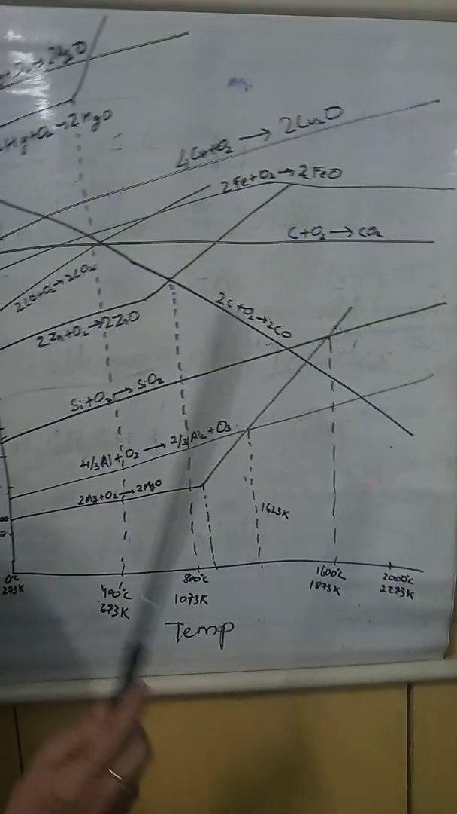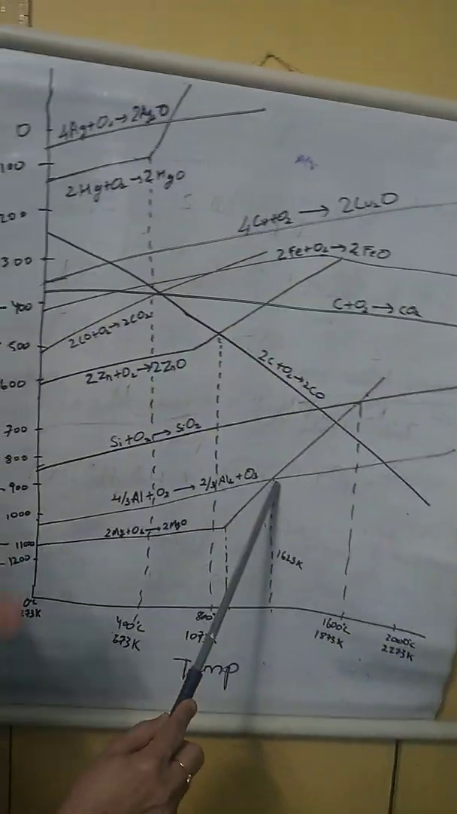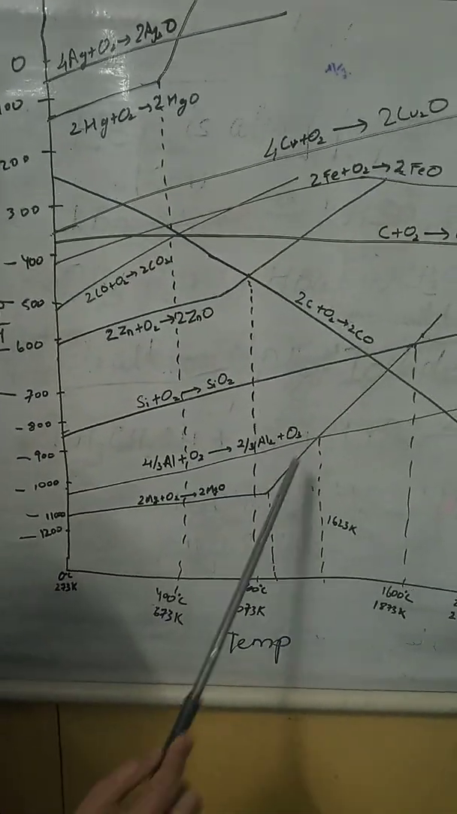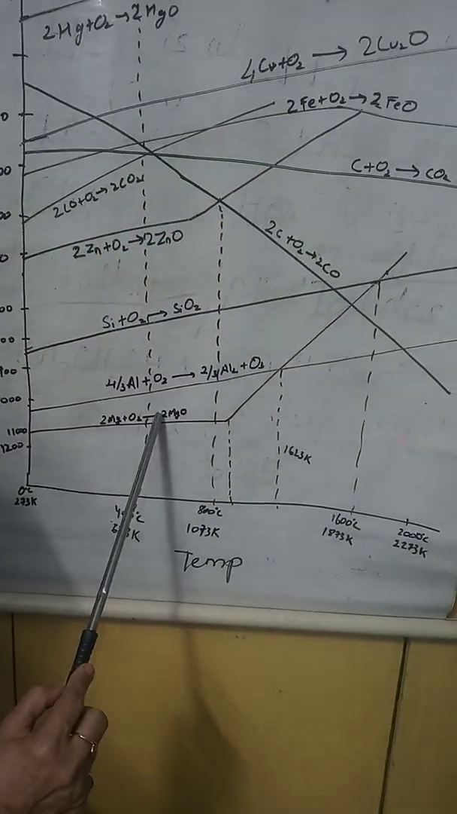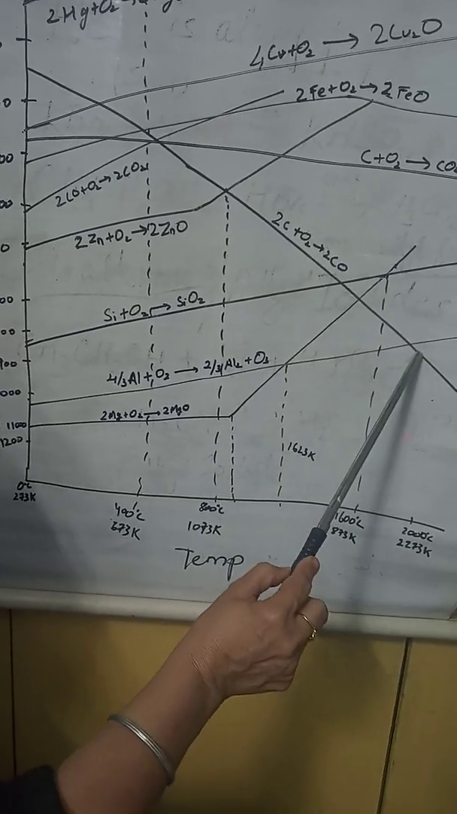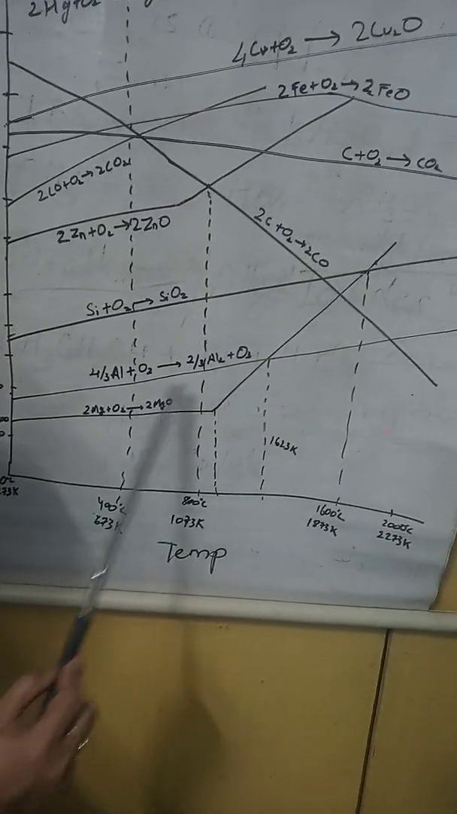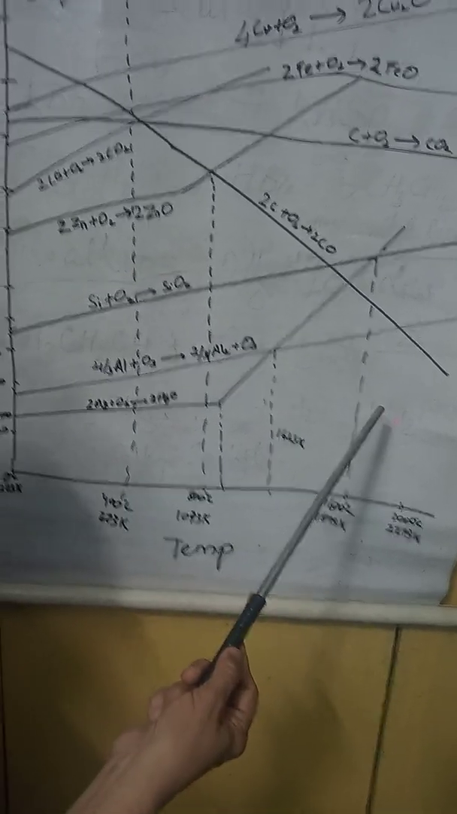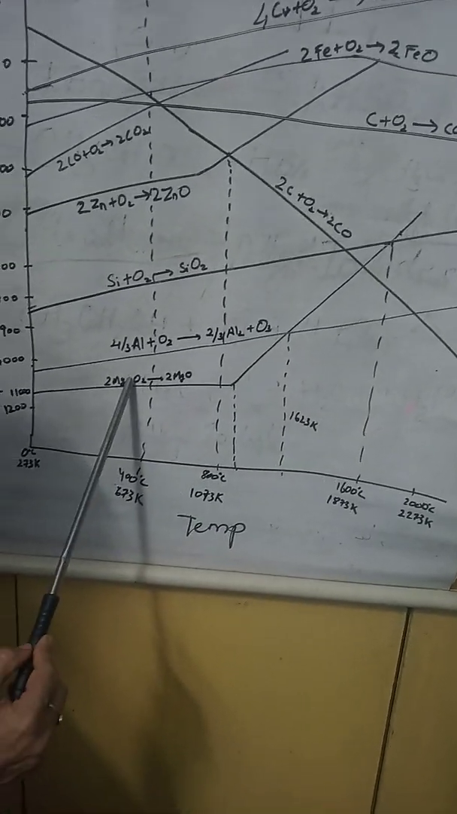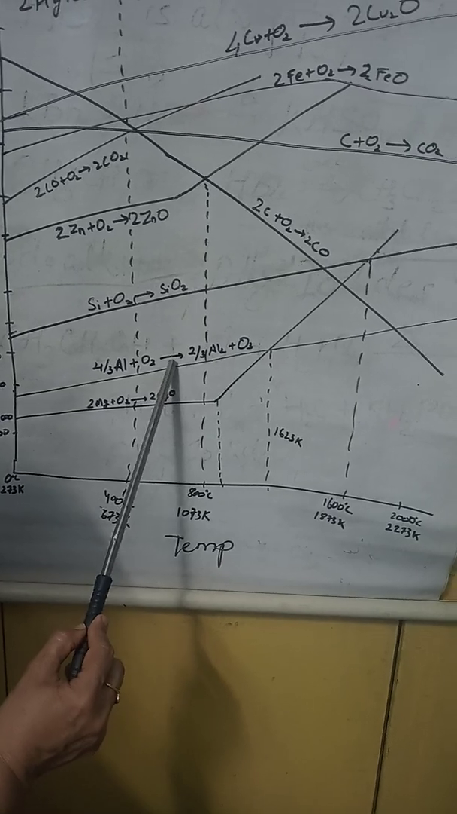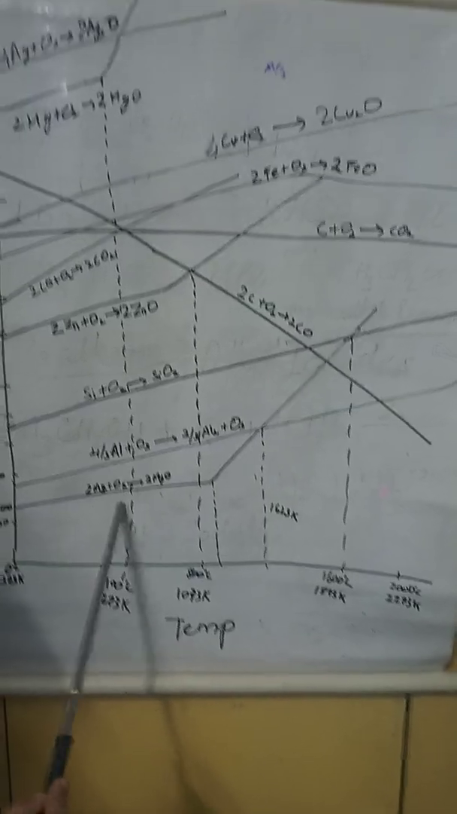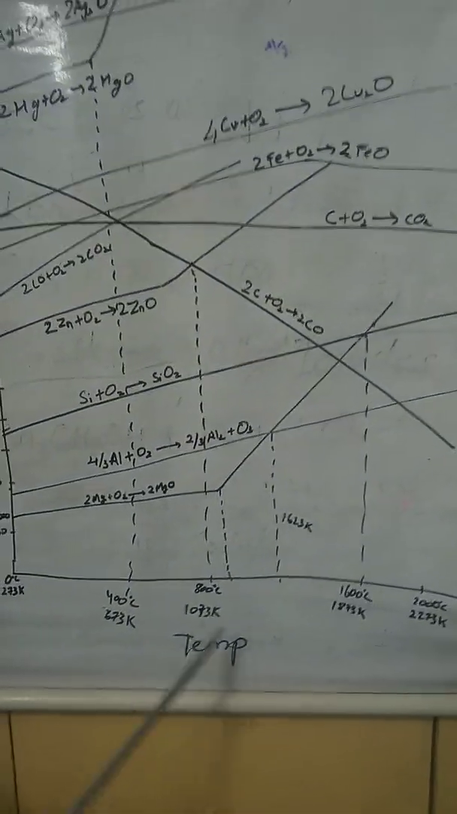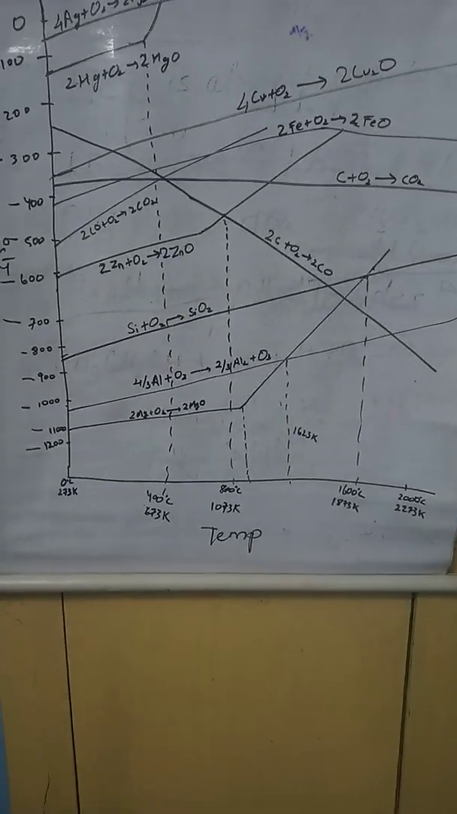This helps in finding out which substance is reducing the other. Below this temperature, magnesium is more stable, and above this temperature, aluminium is more stable. So the more stable one will reduce the other. Below this temperature, magnesium is stable, so magnesium will reduce the aluminium, and above this temperature, aluminium is stable, so aluminium will reduce the magnesium. In this way, the Ellingham diagram helps to understand which substance can reduce another substance. One element reduces another element.